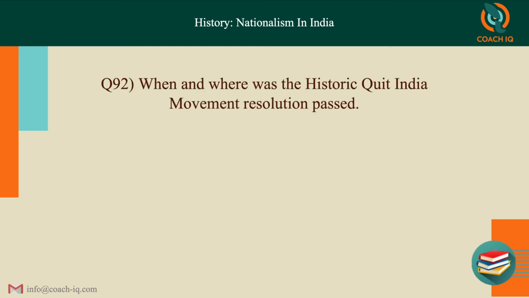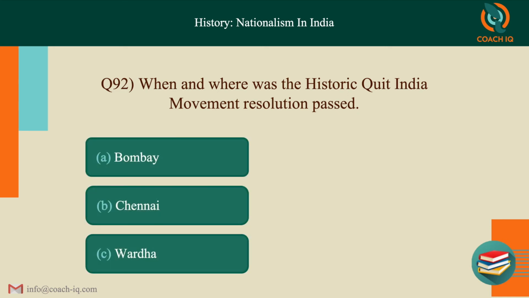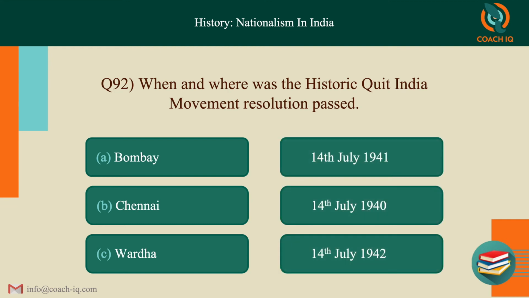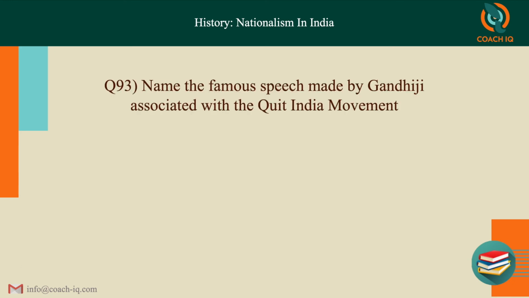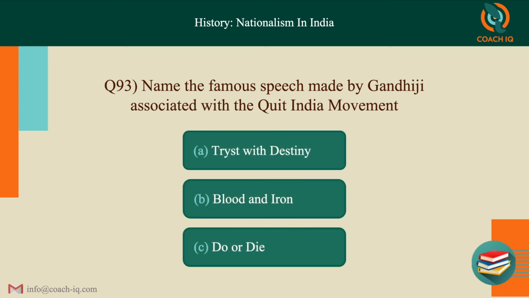Next, when and where was the historic Quit India movement resolution passed? You have your three places: Bombay, Chennai, Wardha, and then your dates are there. The answer is C, Wardha, 14 July 1942. The next one, name the famous speech made by Gandhiji which is associated with the Quit India movement. It is C, do or die.